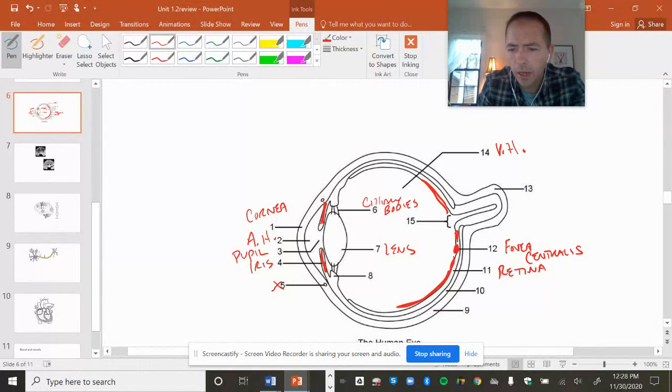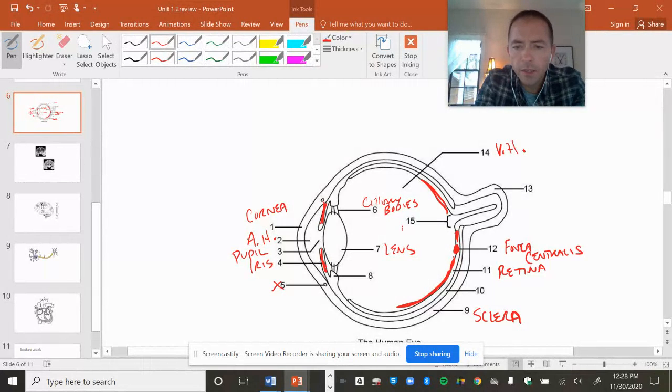We didn't really talk about number 10. 10 is the vascular tunic. It's the blood supply that comes in. And number 9, we did talk about. This is the sclera. This is the whites of your eye. It's a part of what's called the fibrous tunic, or the tough wrapping around your eyeball.